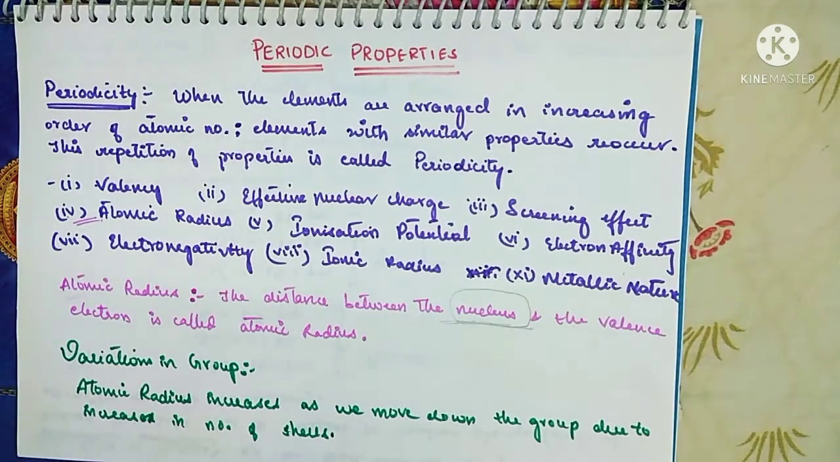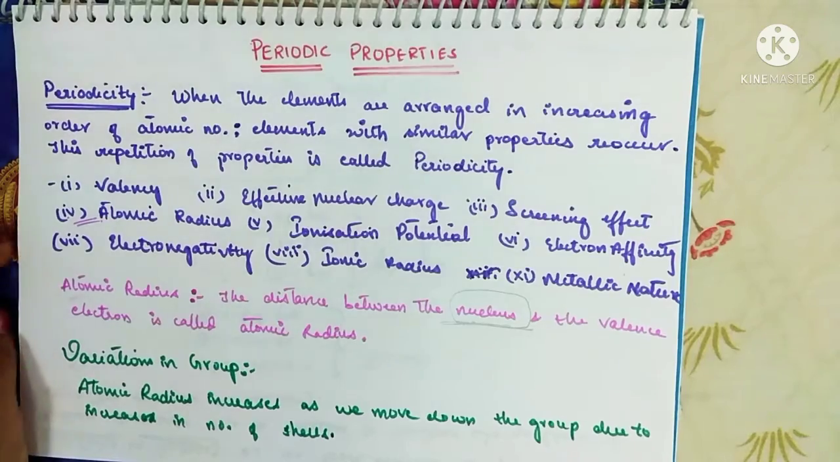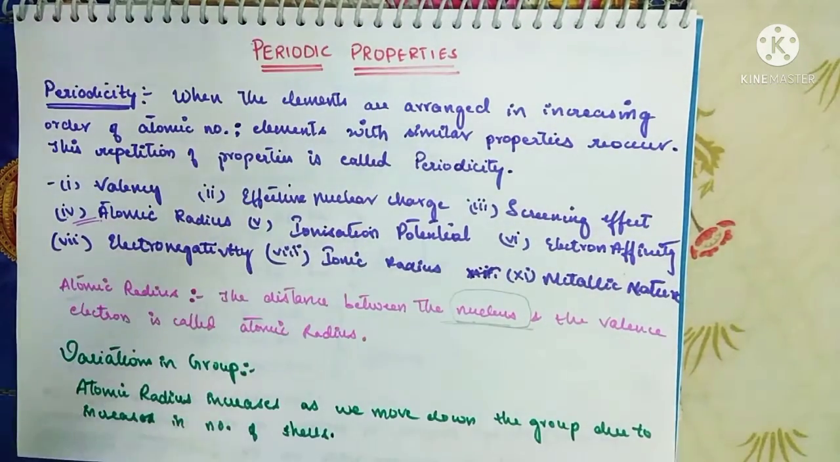Hi everyone. So in the last video we have learned about atomic radius. So in this video now we are going to learn about the ionic radius. So actually the ionic radius is the distance between the nucleus and the electron in the outermost shell of its ion, not of the central atom.